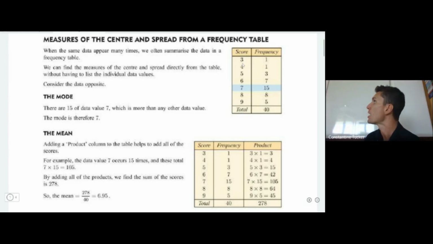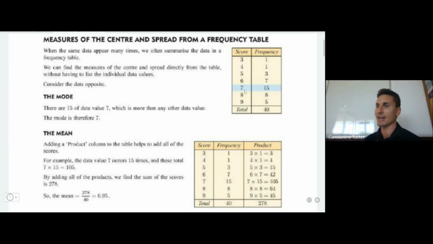So here, this 1 means 1 times 3. So there's one lot of 3. This 1 means there's one lot of 4. This 3 means there's 3 lots of 5, etc. So basically, if you have a table like this, what is your mode? What would be the value that appears the most frequently?